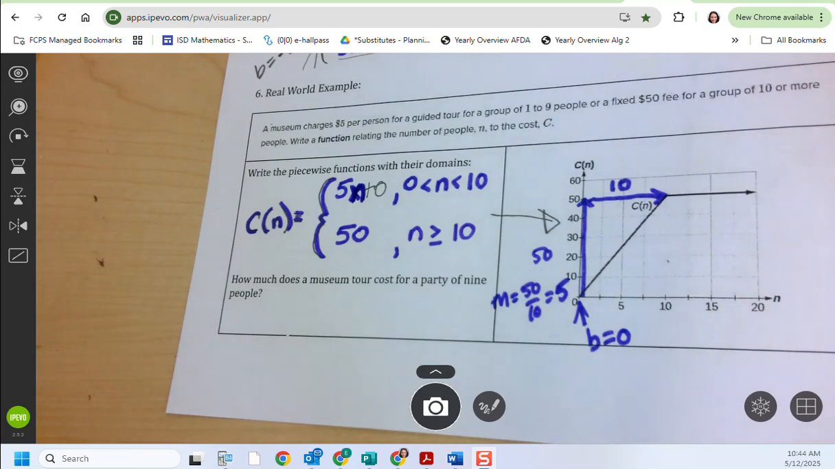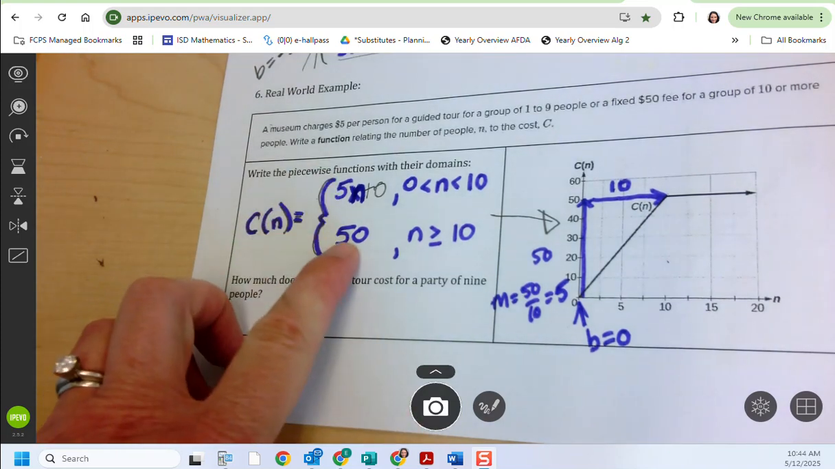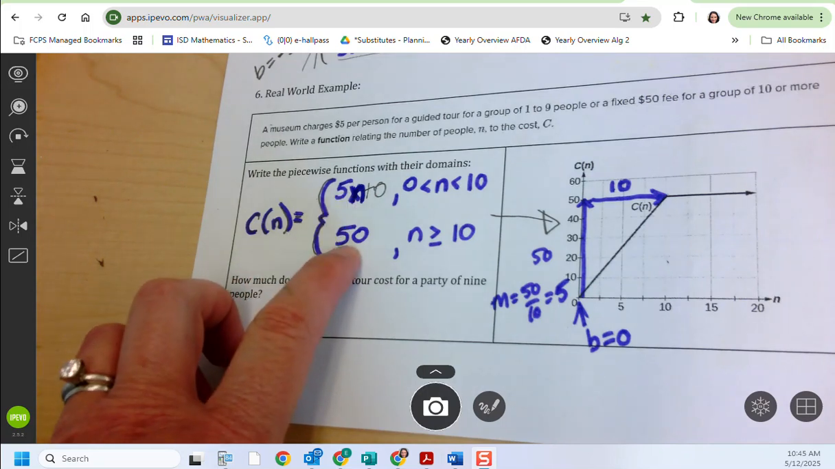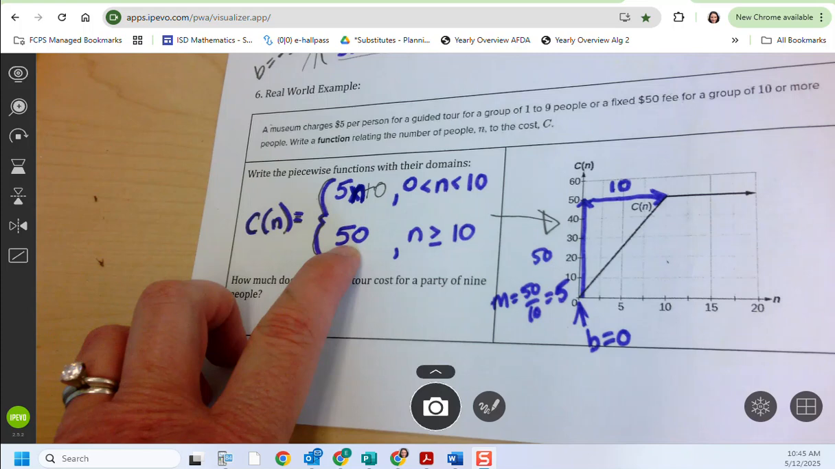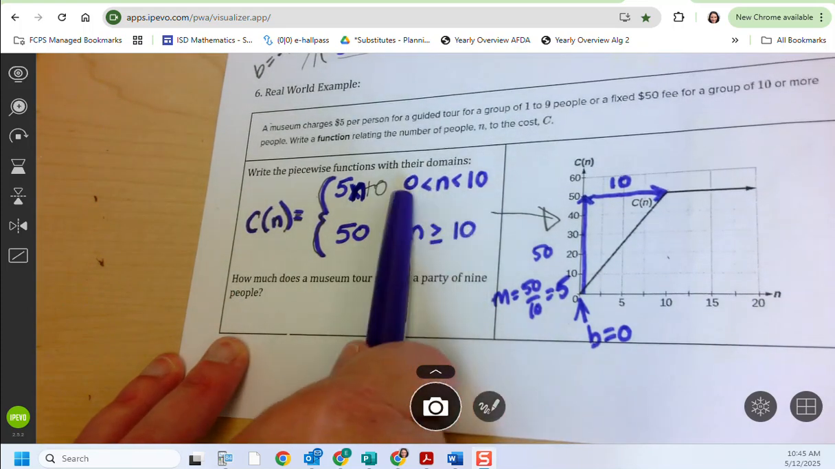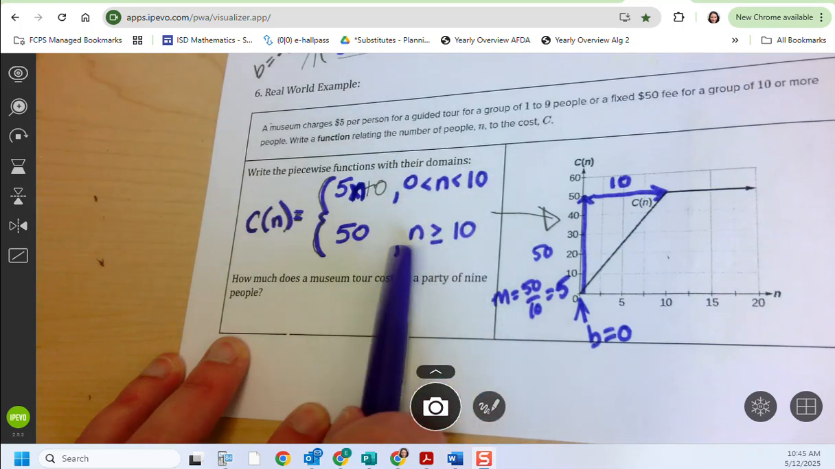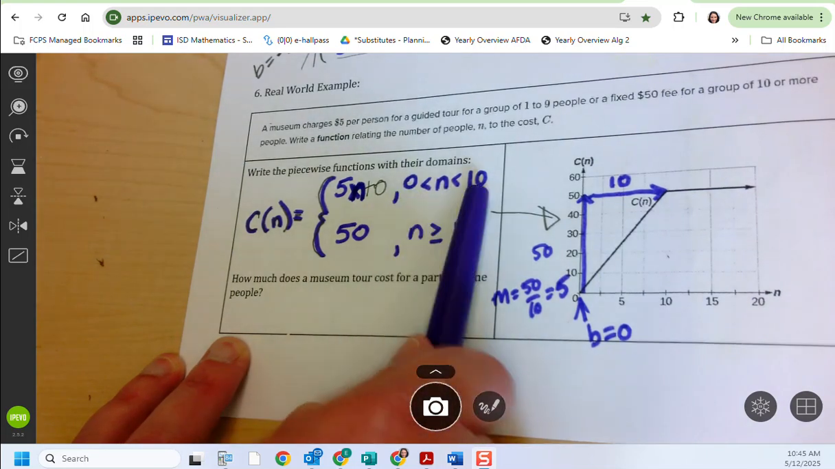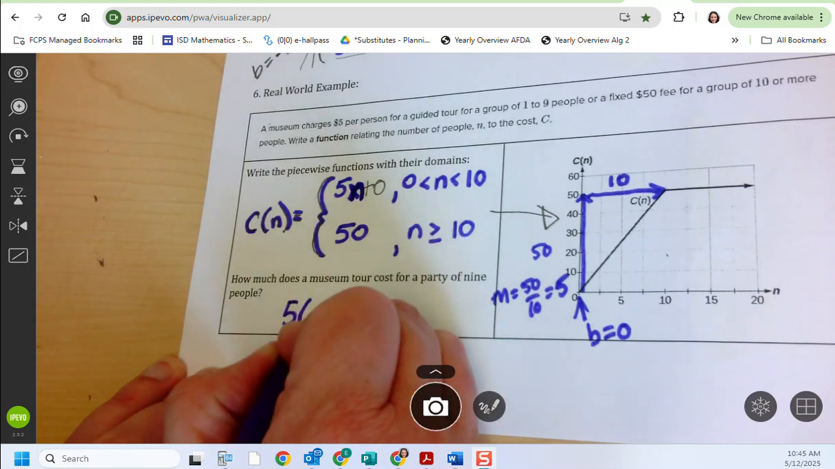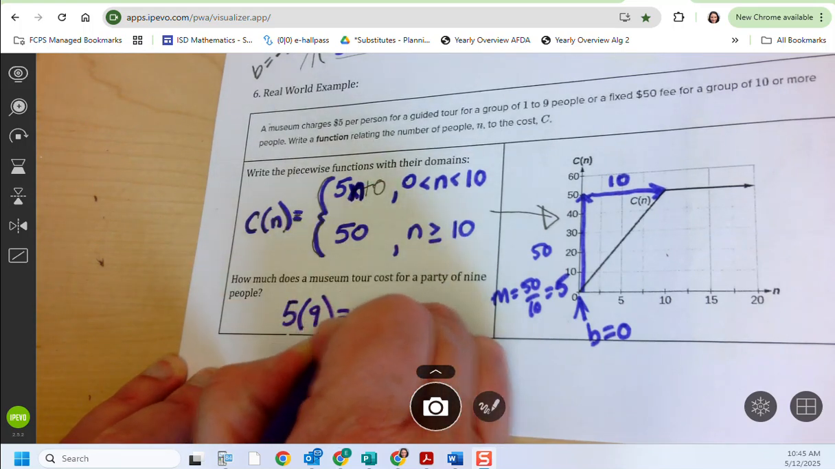And then how much does the museum tour cost for 9 people? Is he right? Is it 45 or is it 50? 45, why? But why did you choose that instead of the 50? Because there's not 10 people. Very good. So you have to look and see, is n going to fall in this range or is n in this range? And 9 people is between 0 and 10. So he's absolutely right. You're going to take the 5, multiply it times the 9 people, and get $45.